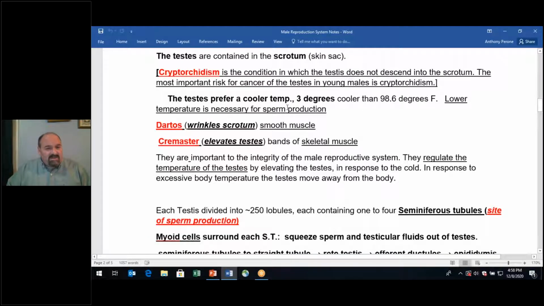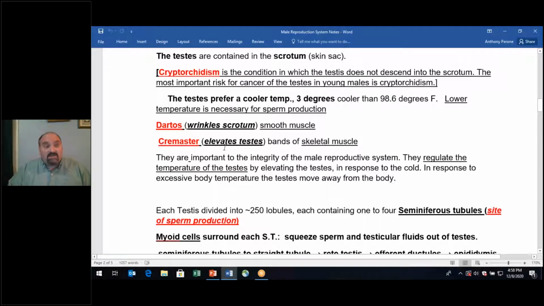Now, as far as this maintenance of a cooler environment for spermatogenesis, for sperm production, it's important that the testes have the ability to adjust the temperature that the testes are experiencing. So, as such, the dartos and the cremaster muscles are both important for that regulation of temperature.